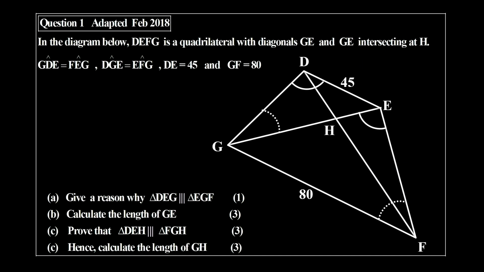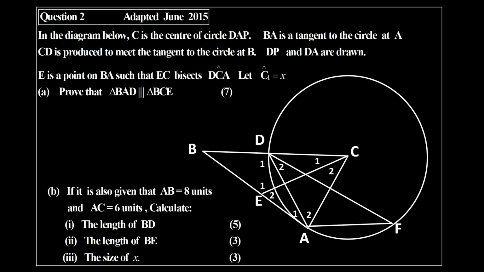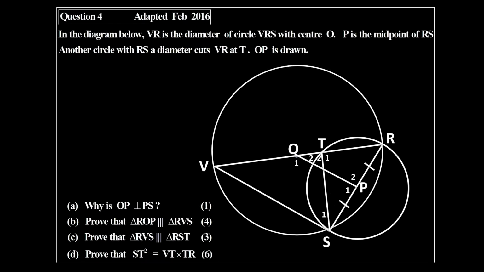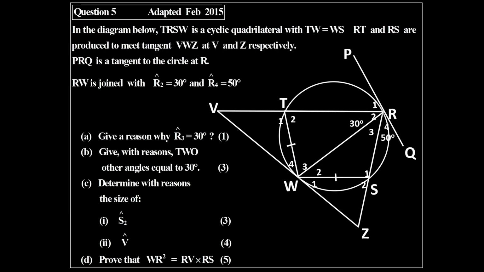This is a question adapted from February 2018. As you can see there, immediately there are 2 questions on similarity. This one again is a question adapted from the 2015 June examination question paper. And this is a November 2015 paper. This is a February 2016 paper. Question 5 is a question adapted from the February 2015 paper. When I write down adapted, sometimes I just change some of the wording or maybe take out some questions or maybe adapt the diagram slightly there.